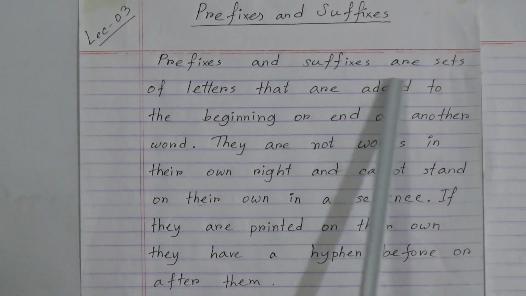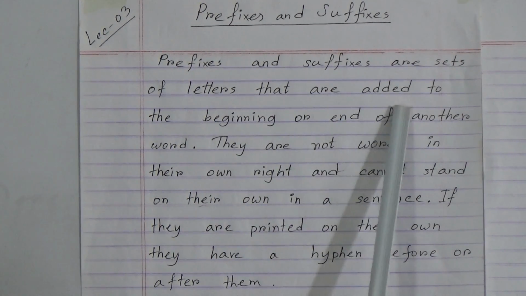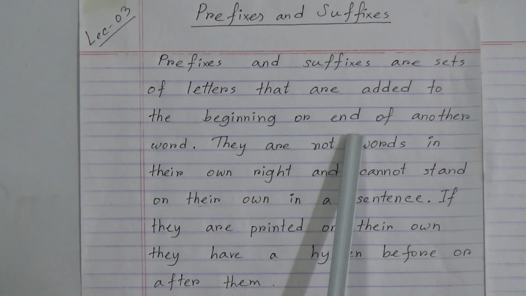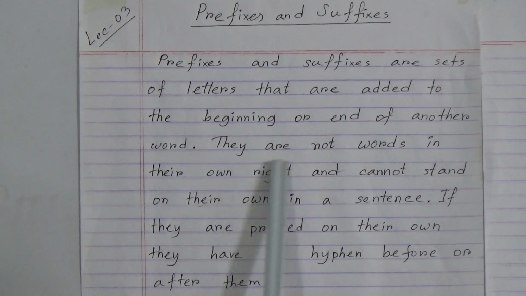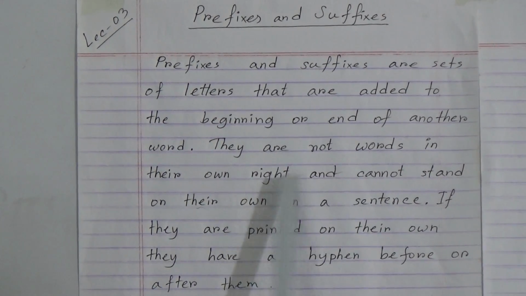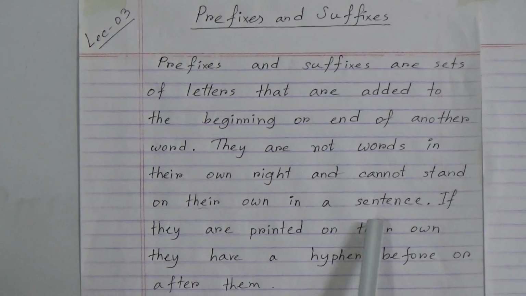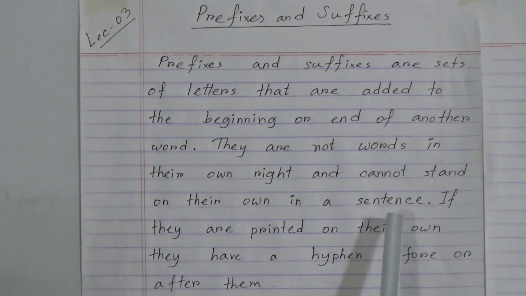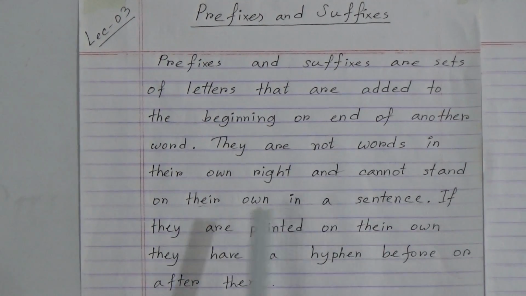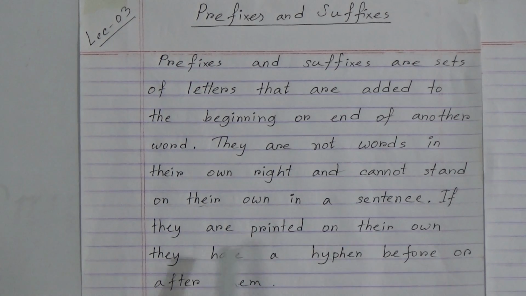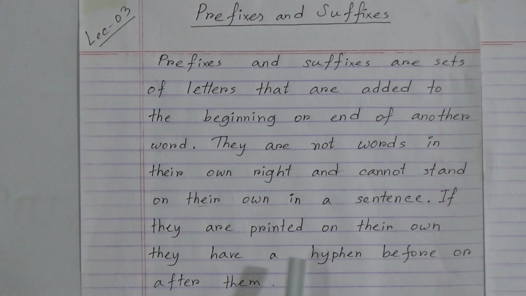Prefixes and suffixes are sets of letters that are added to the beginning or end of another word. They are not words in their own right and cannot stand on their own in a sentence. If they are printed on their own, they have a hyphen before or after them. So if you are going to write them separately, as they are not words by themselves, you have to add a hyphen before or after.